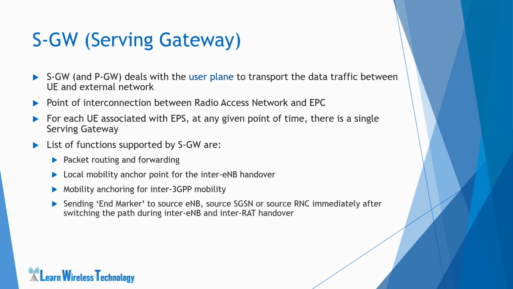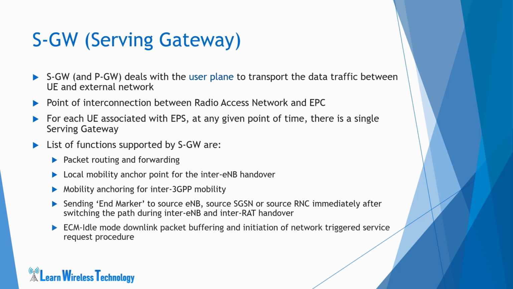Now, when inter-eNode B handover takes place, the data path is switched from source eNode B to target eNode B. Before switching the path, the serving gateway is supposed to send an end marker to source eNode B so that it indicates to the source eNode B that it won't receive any further downlink packets and it can release the UE context. Thereafter, the serving gateway will forward the downlink packets towards target eNode B. Similarly, for inter-RAT handover, the end marker is sent to SGSN or RNC.